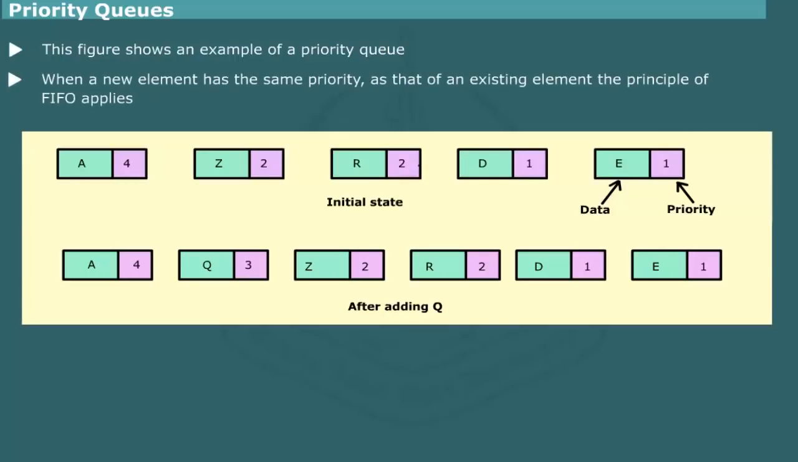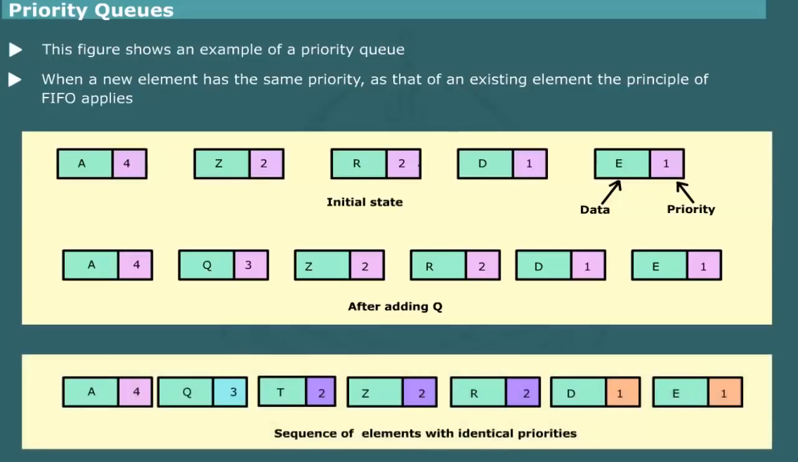When a new element has the same priority as that of some of the existing elements, the principle of FIFO applies. For example, if an element T with priority 2 is added to the queue in figure, it is placed before Q, which also has priority 2, as shown.